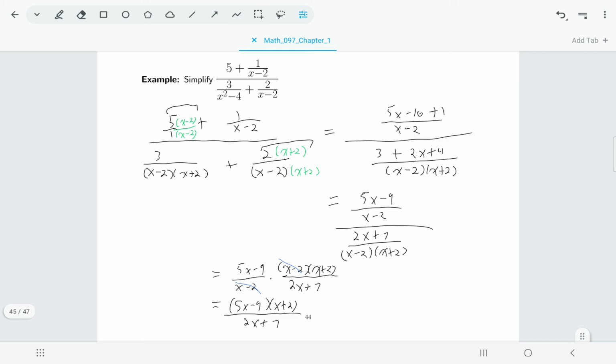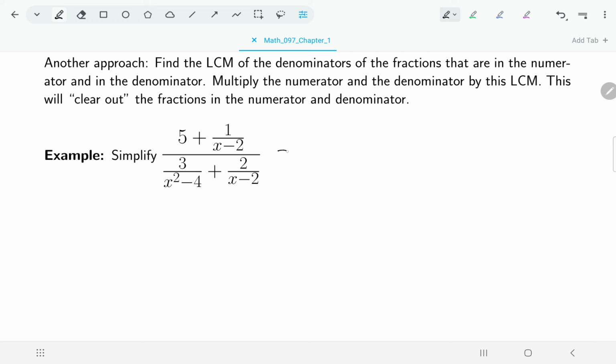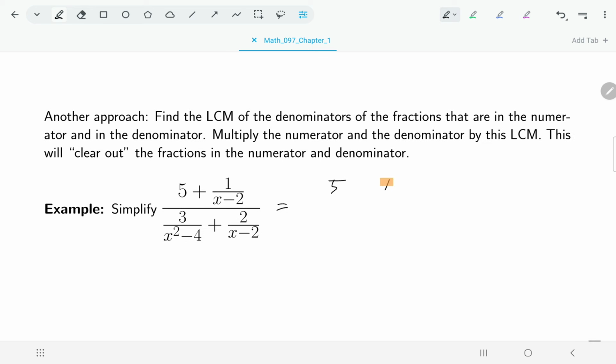But I'm going to suggest you try at least a few times this other approach, which is going to start off the same way. We're going to begin by factoring both the top and the bottom, making sure everybody's as factored as they can be. So I've already done the factoring once before, so I'll just copy it down here. So x minus 2, x plus 2.